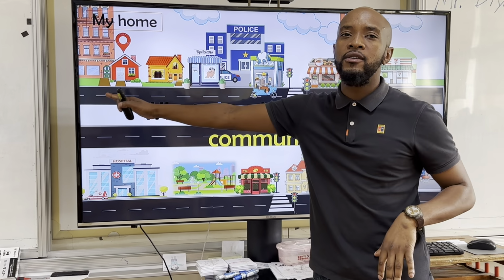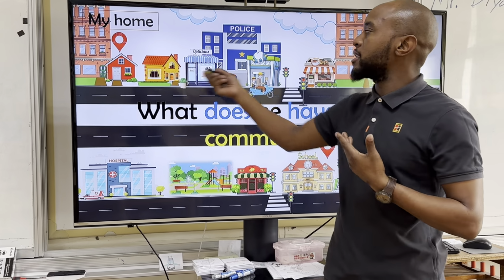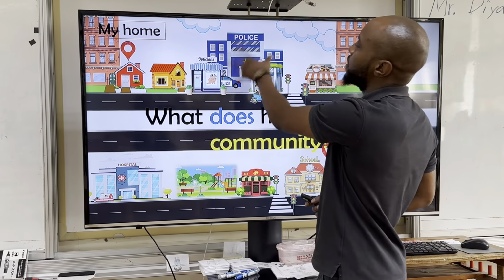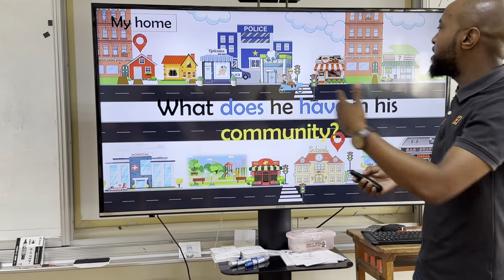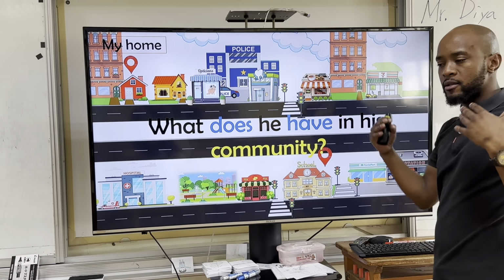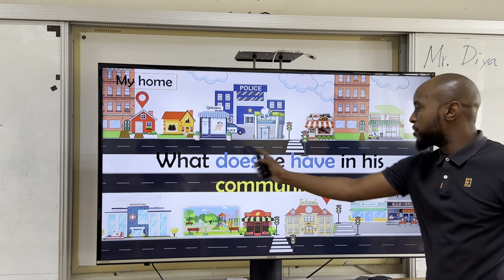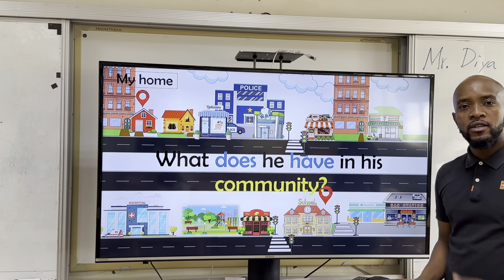Now we have to discuss what places they've seen in their community already. They'll mention a few, and then we take it bit by bit to adapt the learning to the kids. They go step by step all the way until they arrive at school.